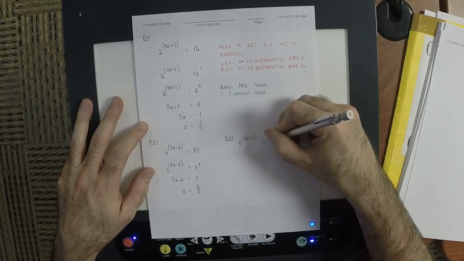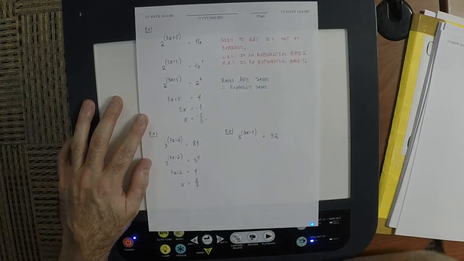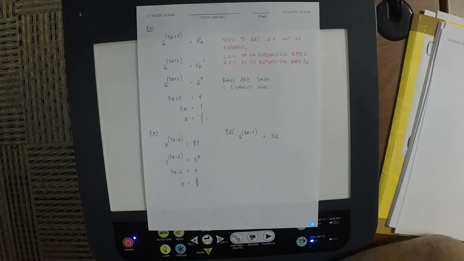Okay, what if I make one slightly more complicated? How about 8 to exponent 3x minus 1 is equal to 32? So this is slightly more complicated, but there's a slight variation on it, but it's the same trick.